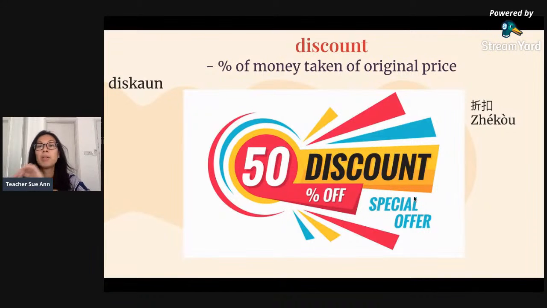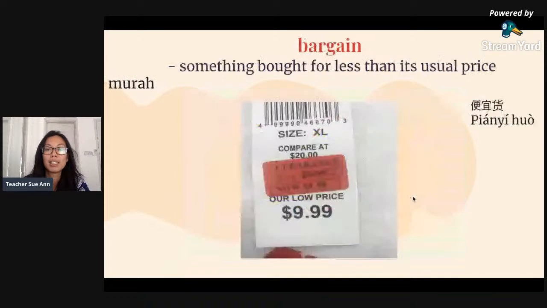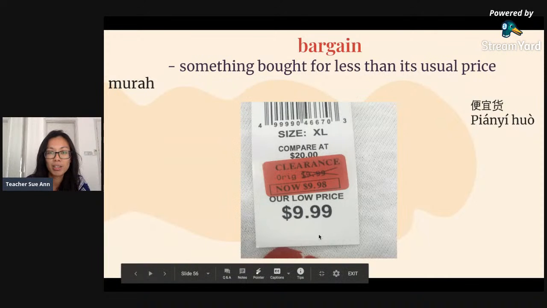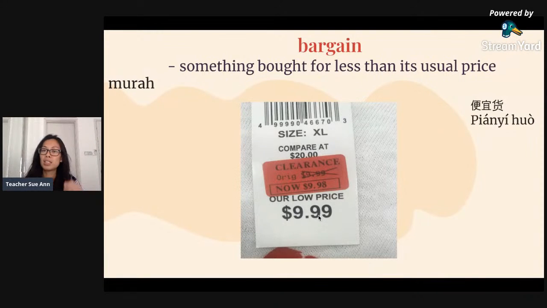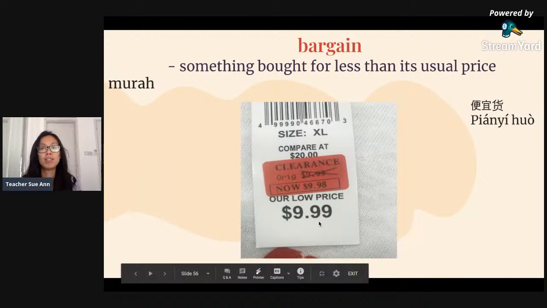Discount. Okay, discount means what percentage of money is taken off the original price. You lessen it by how much, right? So 50% off discount. Discount, special offer. Bargain. When you talk about bargain, you see this one, $20, then after that it becomes $9. Wow, something is bought for less than its usual price. So it's such a bargain. We say it's such a bargain, 很便宜, so 很好, bargain. All right, sangat murah, bagus.